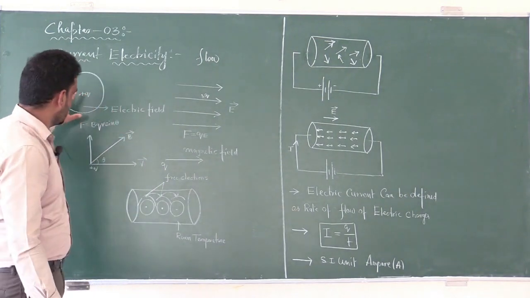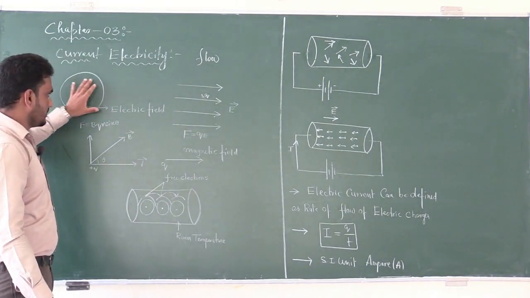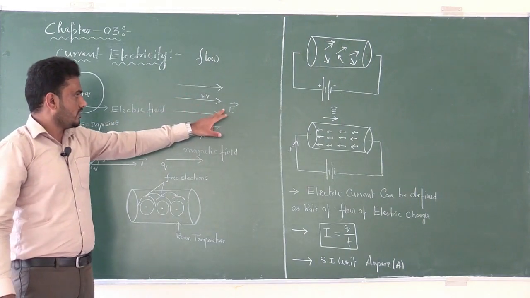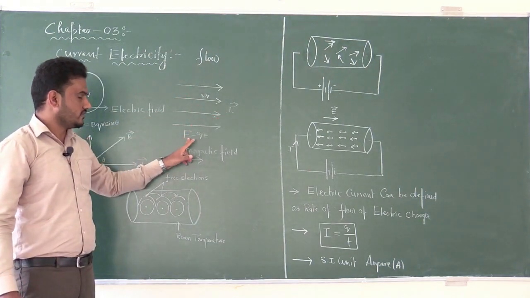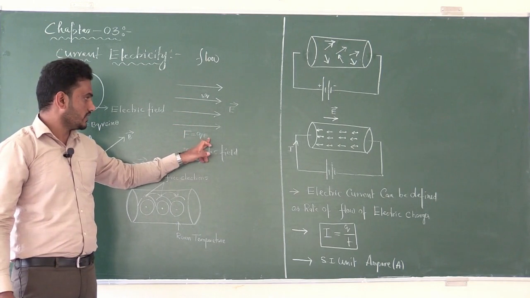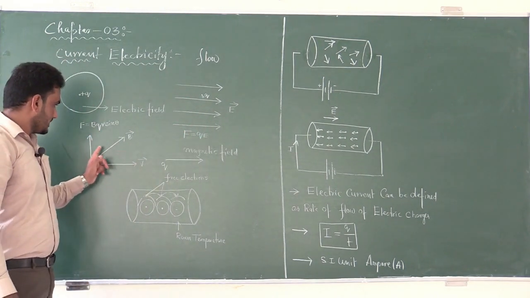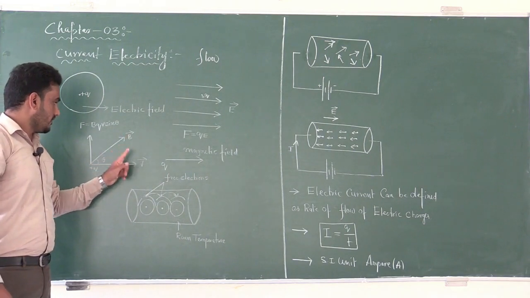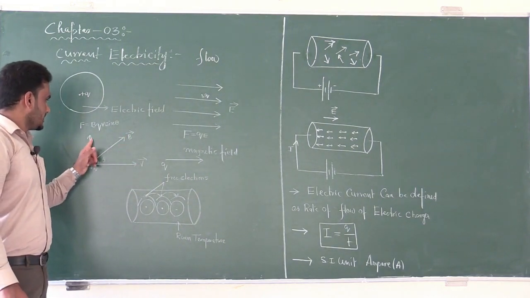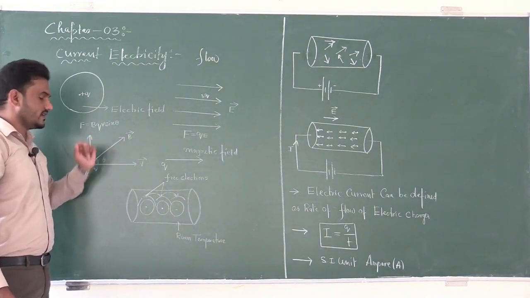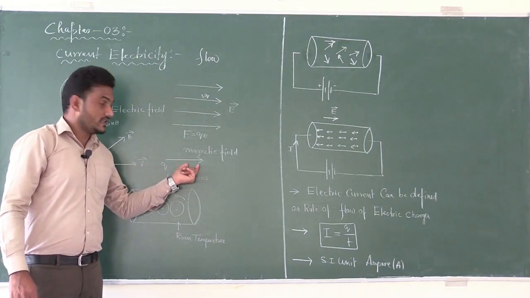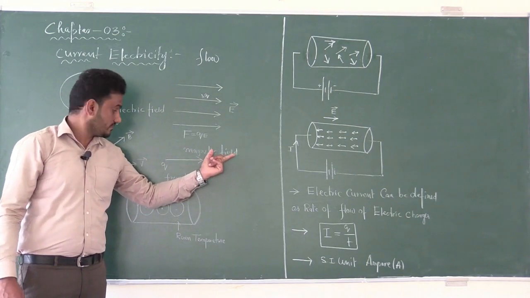So look at charges at rest producing electric field. When the charge is kept in a uniform electric field, it experiences a force F is equal to Q into E. If we set the charge to move in a magnetic field with a velocity V, it experiences a force that is B Q V sin theta. When the charges start moving, they produce a magnetic field.